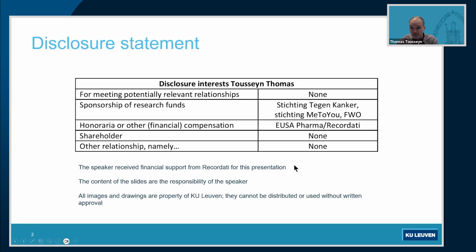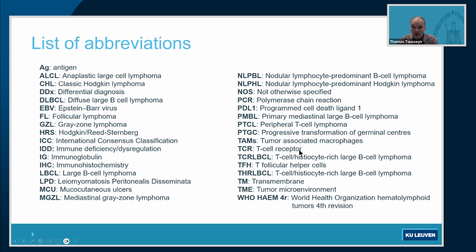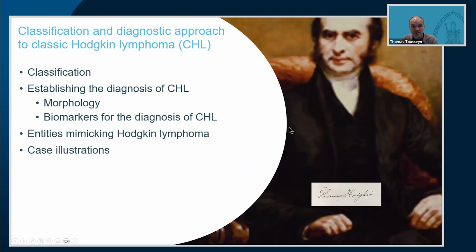These are my disclosures. I used during my talk some abbreviations, but I will explain them. But it's for those who want to look at it later, they can go back to this slide.